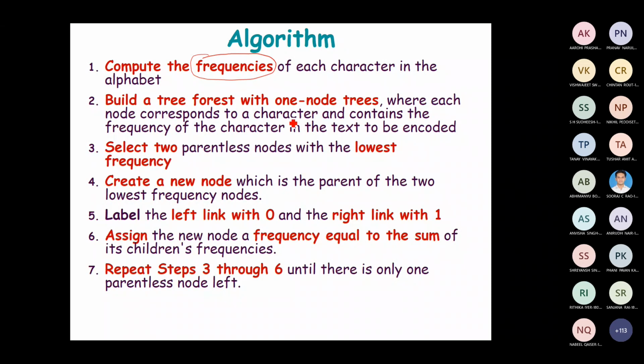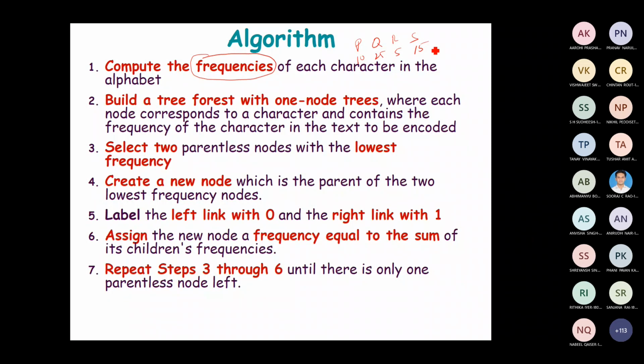When you start constructing the tree with the first node, each node corresponds to a character and contains the frequency of the character. Say for example, you have the symbols P, Q, R, S. Then you find out the frequency of occurrence of these. Let us assume that P occurs 10 times, Q occurs 25 times, R 5 times, and S 15 times.